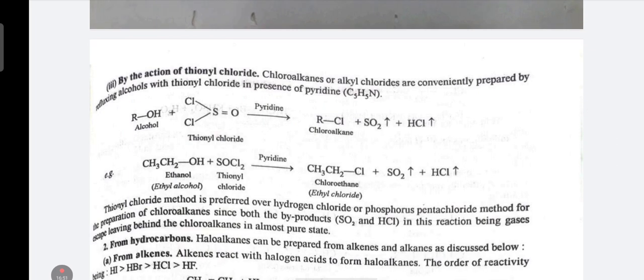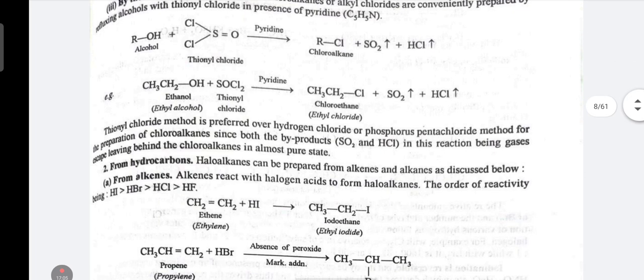Now we will see the preparation of alkyl halide by the action of thionyl chloride. Chloroalkane or alkyl chloride is conveniently prepared by refluxing alcohol with thionyl chloride in the presence of pyridine. The thionyl chloride method is preferred over the hydrogen chloride or phosphorus pentachloride method for the preparation of chloroalkane, since both byproducts, SO2 and HCl, are gases and escape, leaving behind the chloroalkane in pure form.